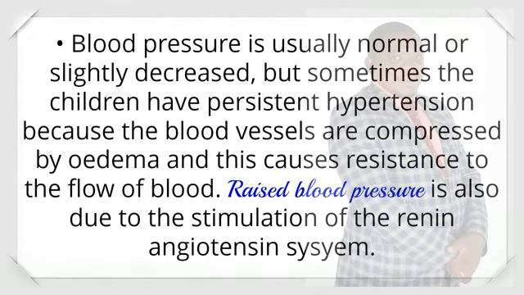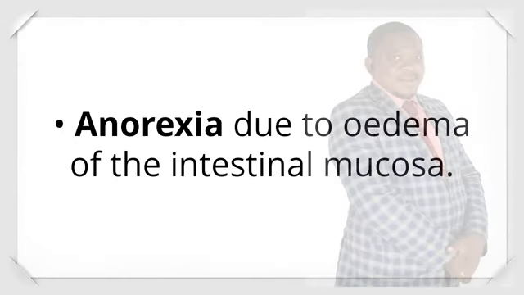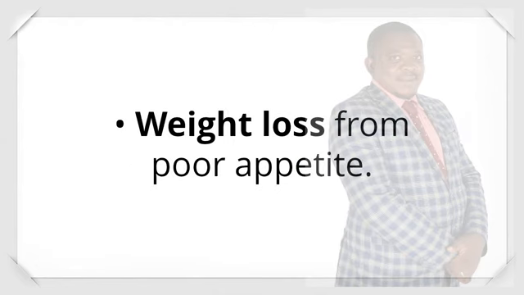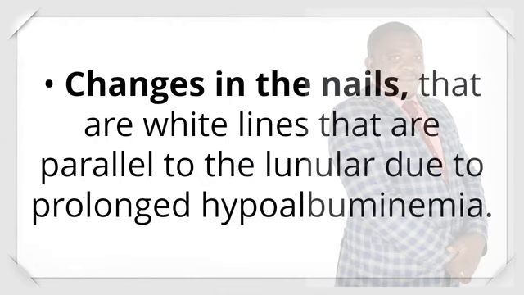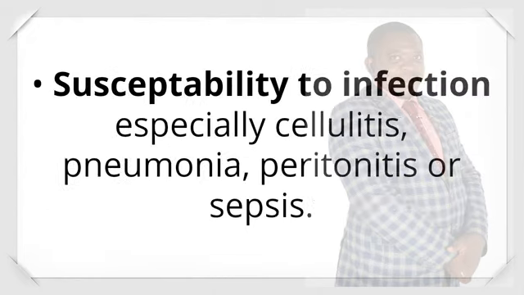Raised blood pressure is also due to the stimulation of the renin-angiotensin system. Anorexia due to edema of the intestinal mucosa. Weight loss from poor appetite. Changes in the nails, that are white lines, that are parallel to the lunula due to prolonged hypoalbuminemia.